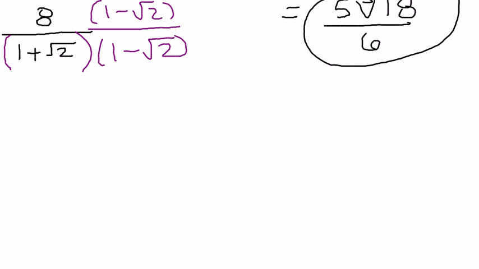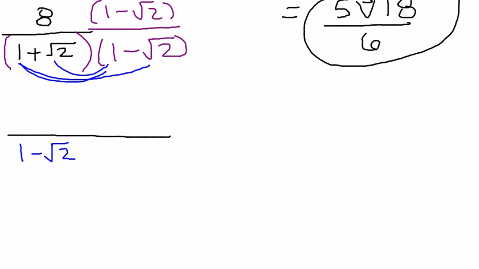When you multiply conjugates, you will get a nice product. Okay, in the denominator, watch what happens. We're going to FOIL this out, right? 1 times 1 is 1. 1 times a negative square root of 2 is just negative square root of 2. The square root of 2 times 1 is a positive square root of 2. The square root of 2 times a negative square root of 2 is negative square root of, really, 4.